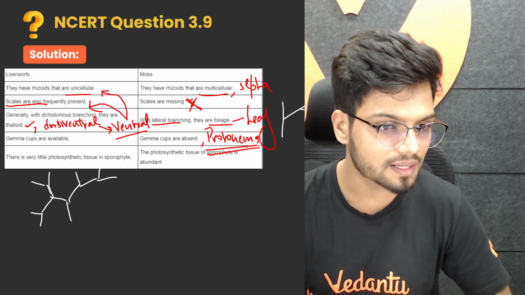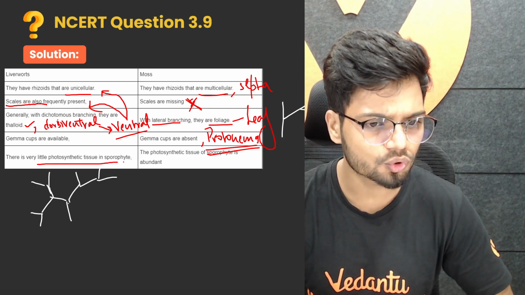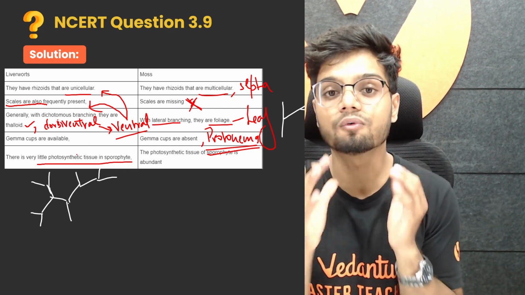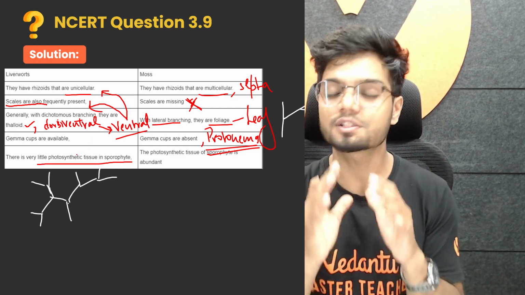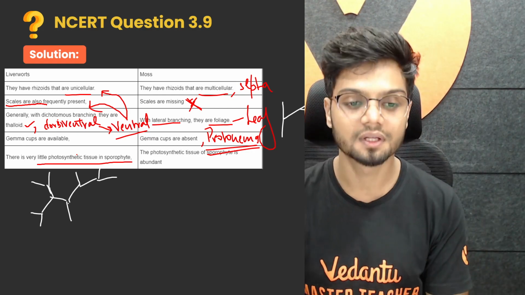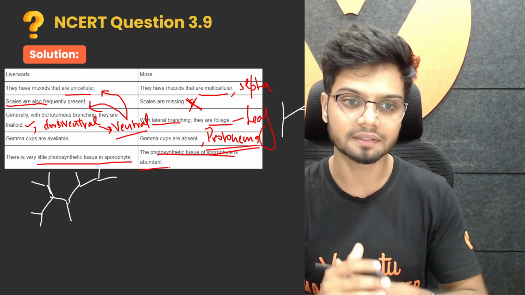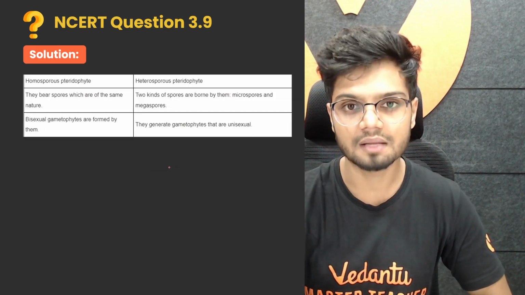Now, last and final: there is very little photosynthetic tissue in the sporophyte of liverworts. But in the case of your mosses, the photosynthetic tissue in the sporophyte is abundant. It is present in a large amount. That is the difference between liverworts and mosses.